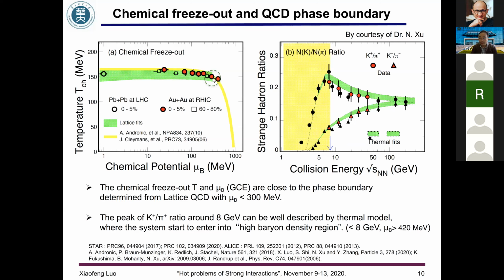The green band is from the thermal model result. You can see that those data points can be well described by the thermal model calculation. Based on the thermal model, below 8 GeV the system is baryon dominant, and above 8 GeV it is a meson dominant system. So we can define the high baryon density region between 2 and 8 GeV.